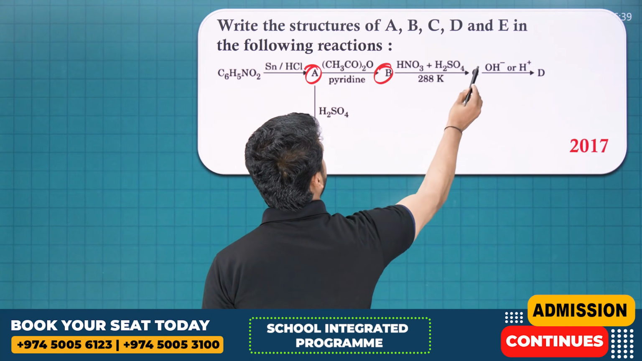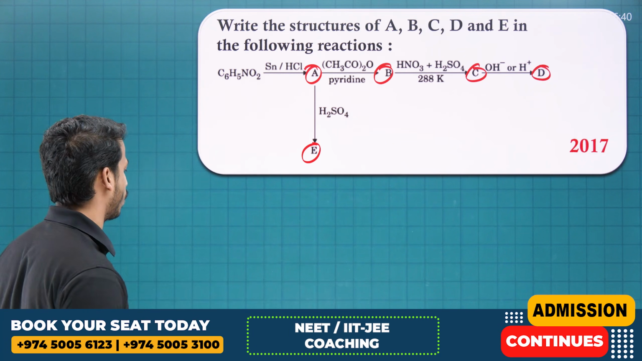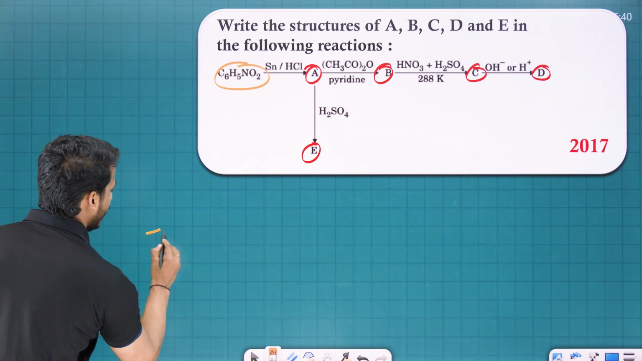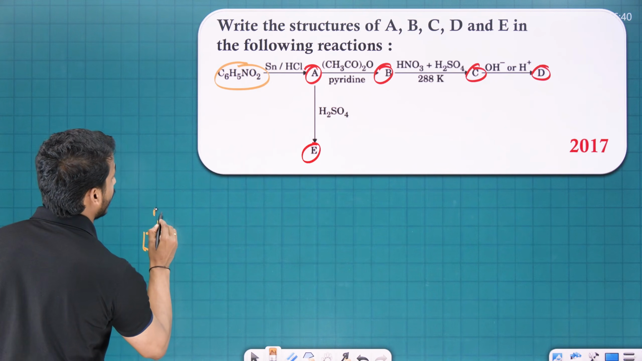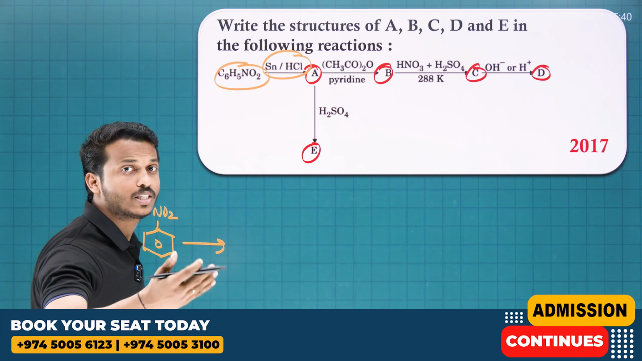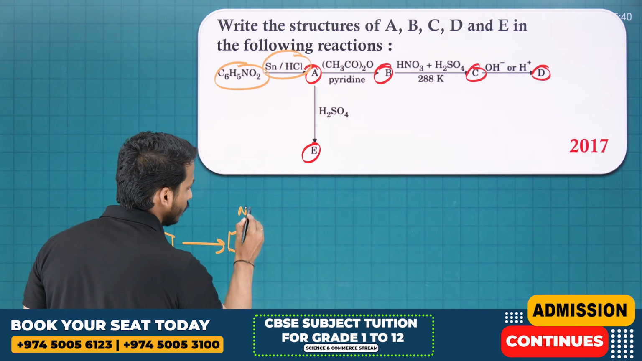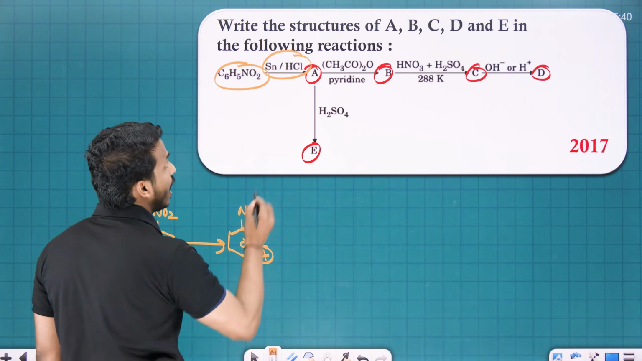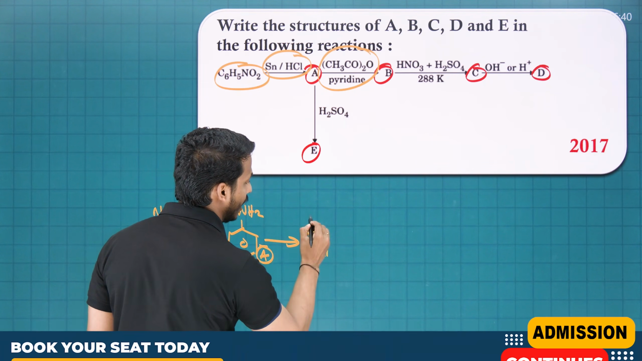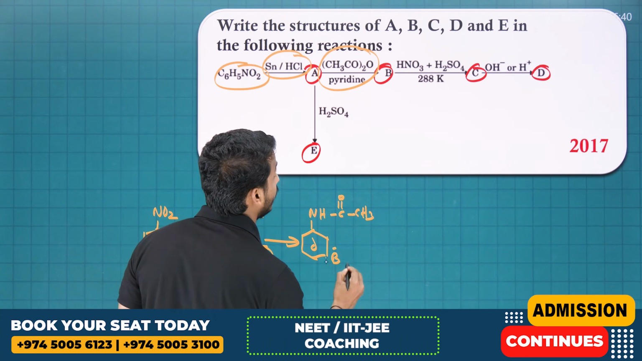A, B, C, D, E in the following reaction. Okay, I'm going to start. Are you ready? What is this compound? C6H5NO2, that is nitrobenzene. Nitrobenzene on reduction with tin and HCl or iron and HCl gives aniline. So A is aniline. Aniline on acetylation gives acetanilide, NHCOCH3. This is compound B.